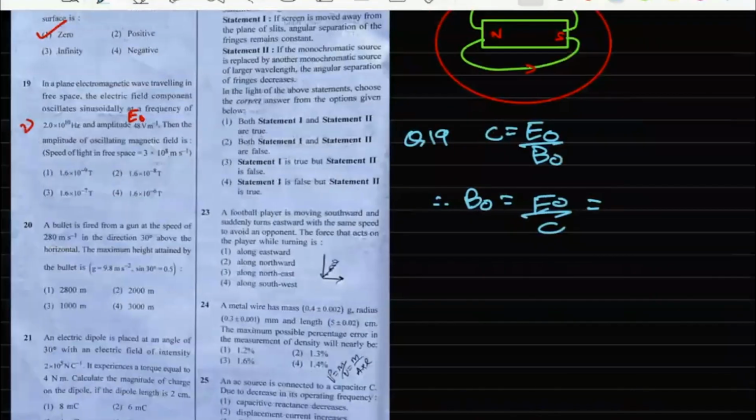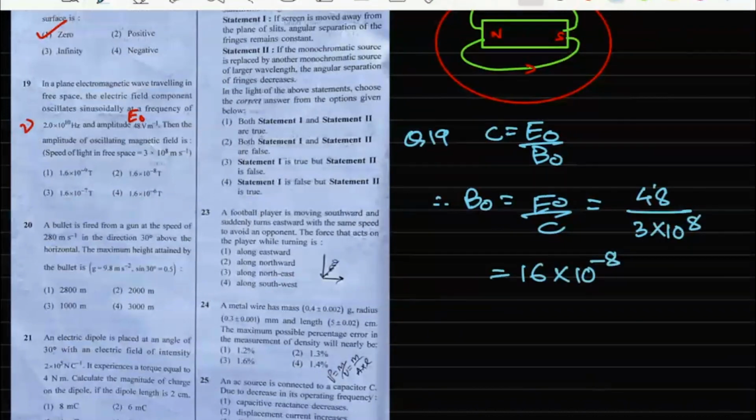So all that I have to do is, B naught is equal to E naught upon C. So the E naught value is 48, and C is nothing but 3 into 10 raised to 8. So this frequency is useless basically here. 3 1 is 3, 6 18, 10 raised to minus 8. Or if they want 1.6, then I should say 1.6 into 10 raised to minus 7. So it should be this.